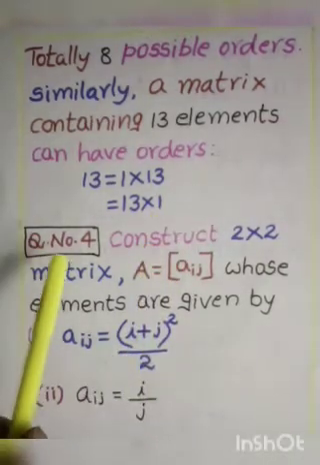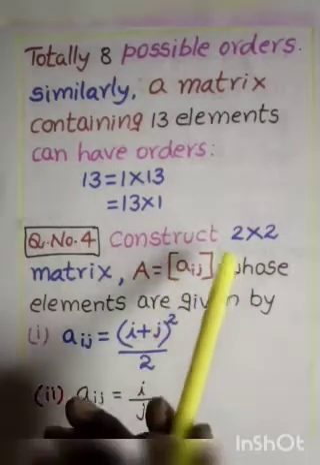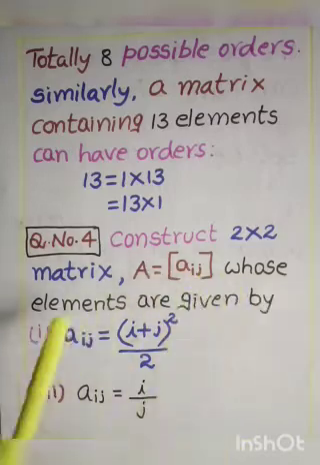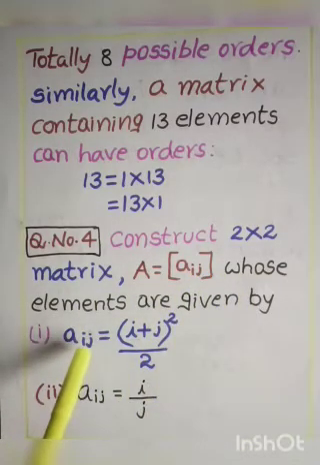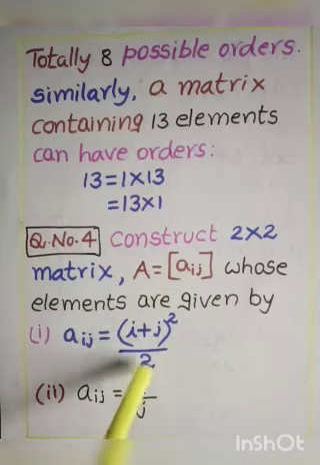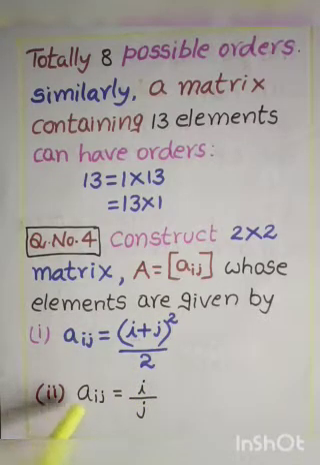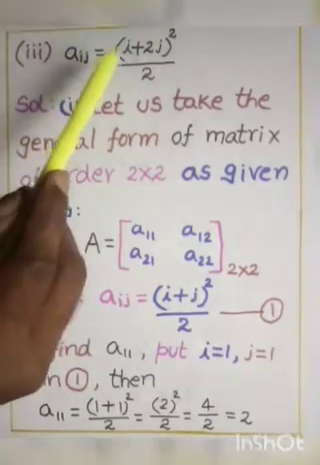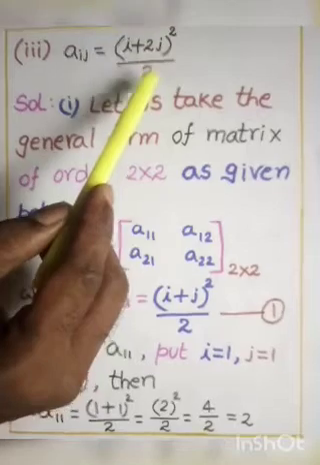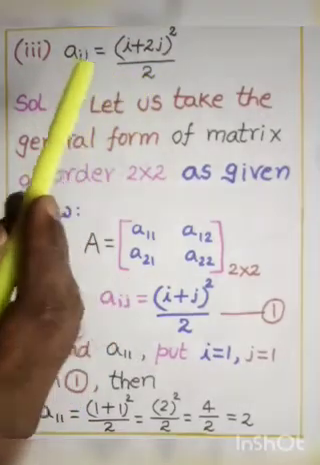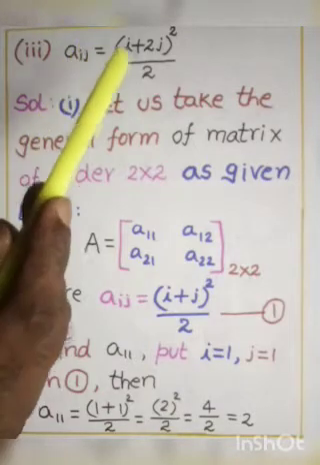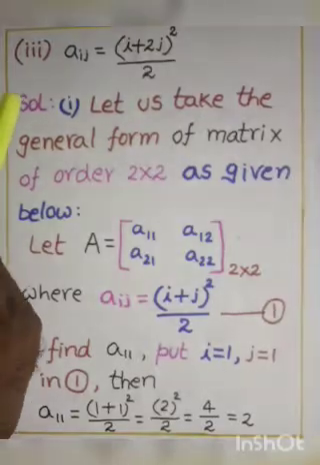Now come to question number 4. Construct a 2 by 2 matrix A = [aij] whose elements are given by: first, aij = (i + j)² / 2. Second part, aij = i / j. And third part, aij = (i + 2j)² / 2. We have to construct a 2 by 2 matrix with the help of these conditions. Now come to the solution part.